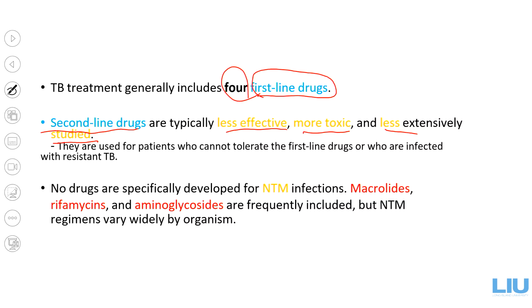But why do we go to the second line? As you might guess, because some people might not tolerate the effects from the first line. That's one reason. Another reason is what? Resistance. Yes. So if the first line doesn't work, like in the case of resistance, or if the patient is not tolerating the side effects, then we switch to the second line of drugs. Okay? Make sense? All right.